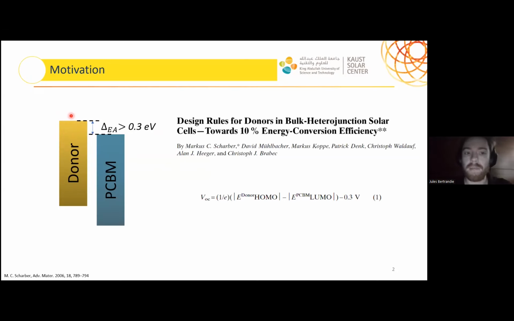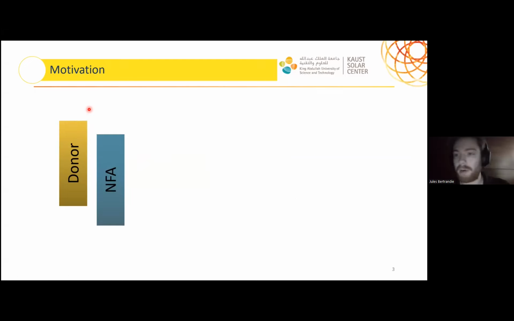We need an electron affinity offset between the donor and the PCBM in order to have a driving force and good charge generation in our devices. So it has been determined empirically. Here it's 0.3 in the case of PCBM. But well, organic solar cells have evolved.